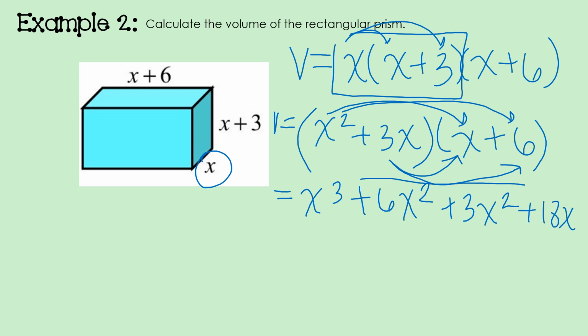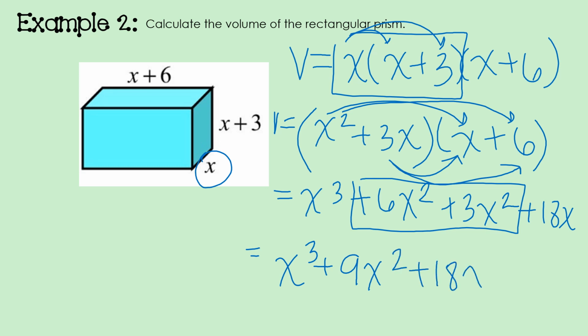Now I will combine my like terms. X cubed does not have a like term. 6x squared and 3x squared is 9x squared. And then 18x does not have a like term. I need a unit. It doesn't give me one, so I write the word units, and because this is volume, cubed.